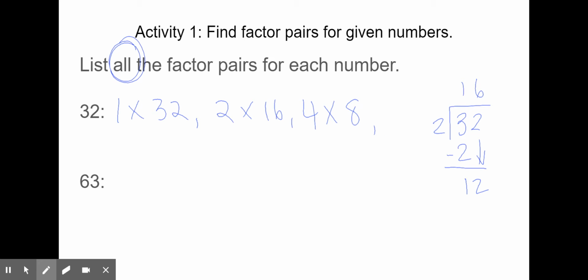Then I would check for 5, and once again, I told you I would give you tricks. Before you go deciding yes or no, the trick for 5 is if the number ends in 0 or 5, 5 is a factor, and 32 does not. Then I would check 6, and there's a trick for 6. And the trick goes if 2 is a factor and 3 is a factor, 6 is always a factor.